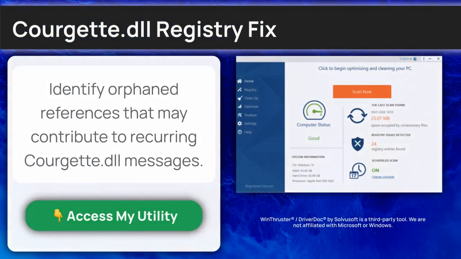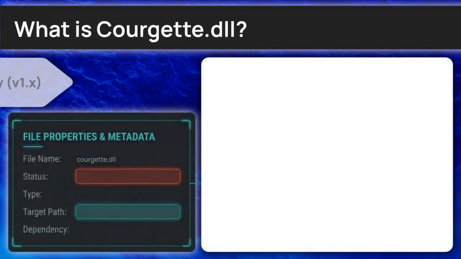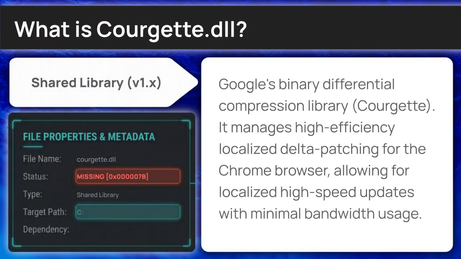This is the Courgette Library, Google's binary differential compression library. It manages high-efficiency localized delta patching for the Chrome browser, allowing for localized high-speed updates with minimal bandwidth usage. Now that you have the context, let's move into the repair process with a fresh installation.